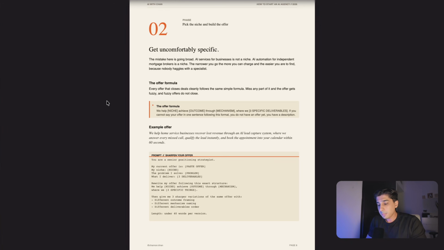Now, the offer formula here is: every offer that closes deals cleanly follows the same simple formula. Miss any part of it and the offer gets fuzzy, and fuzzy offers do not close. So the offer formula is simple: we help niche achieve outcome through mechanism, with 3 specific deliverables. If you cannot say your offer in one sentence following this specific format, you do not have a proper offer yet. You have a description, and I'm sorry, it just won't work.